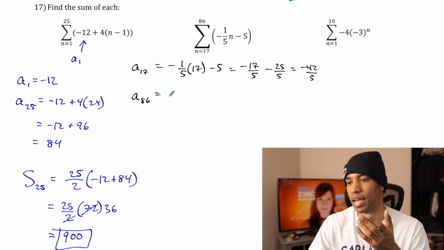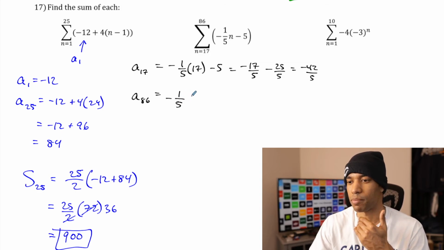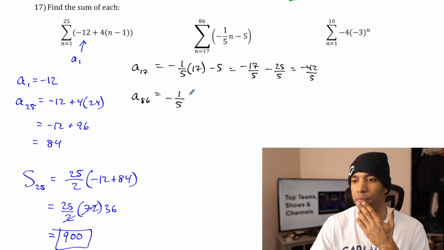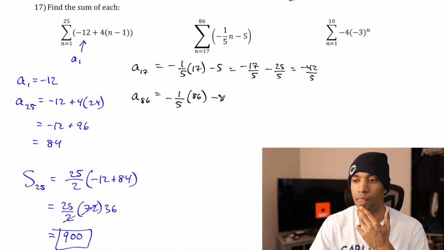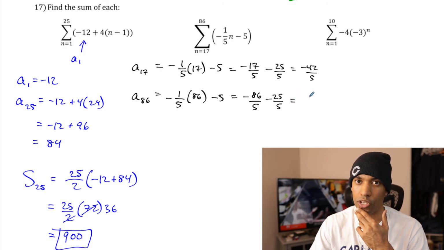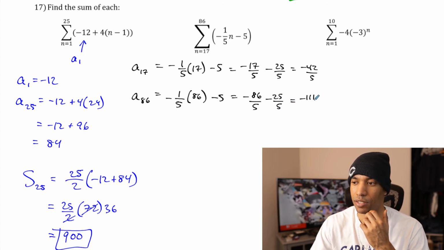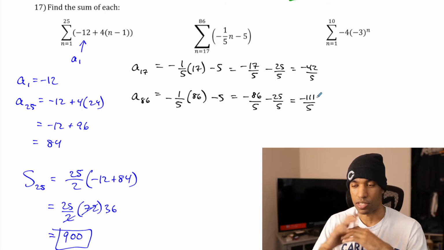I think I'm trying to kind of teach that lesson. Don't be afraid of fractions. Work them a little bit because sometimes you have to use them, and when you have to use decimals, sometimes you can use a calculator. So this is going to be negative 86/5 and then minus your 25/5 there, which is negative 111/5 like that. So your first term, your last term, 17th and 86th.